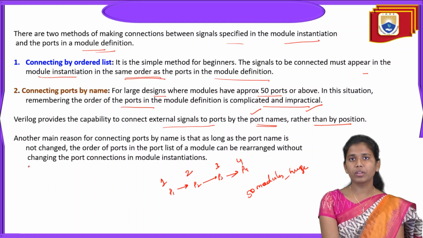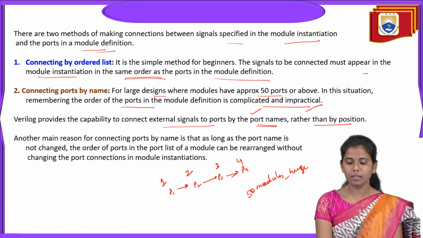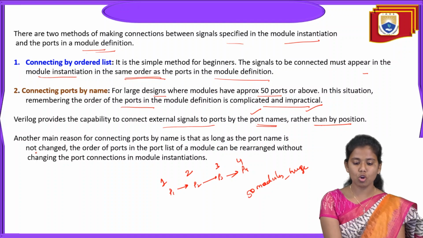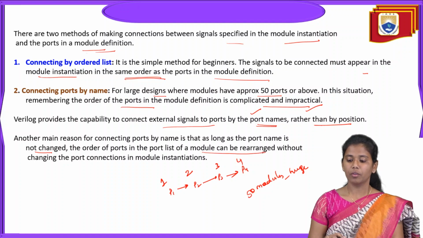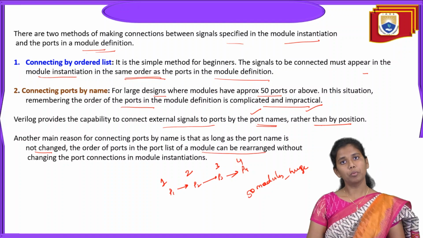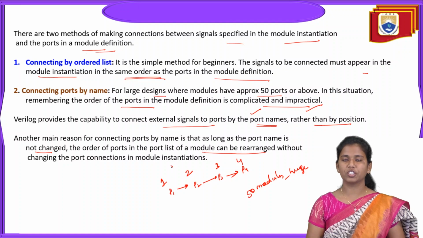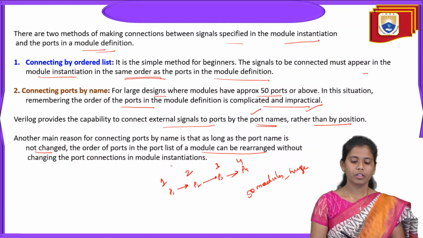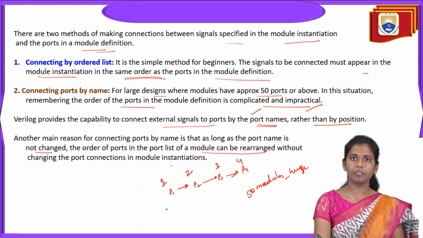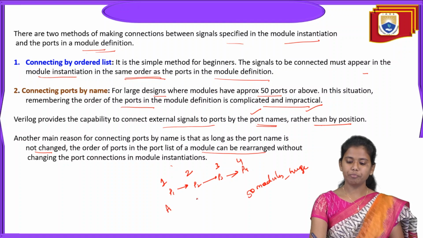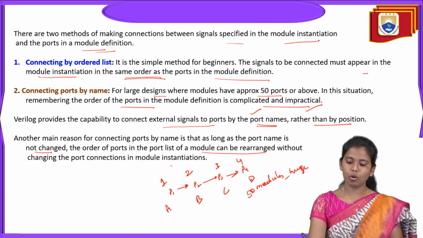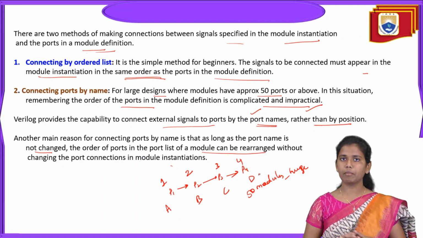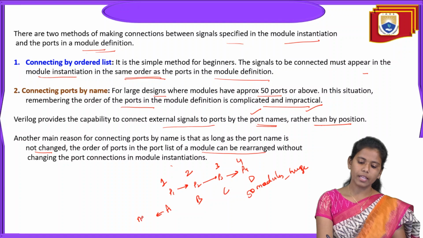Another main reason for connecting ports by name is that, as long as the port name is not changed, the order of ports in the module's port list can be rearranged without changing the port connections in module instantiations. So this is very clear. For example, for port 1 I have given the name A, port 2 the name B, port 3 the name C, and port 4 the name D. So these are my port names.